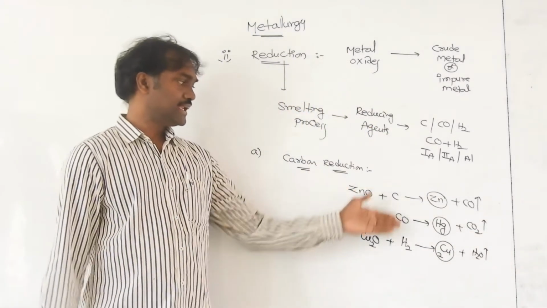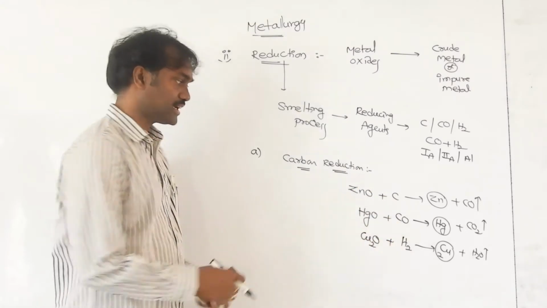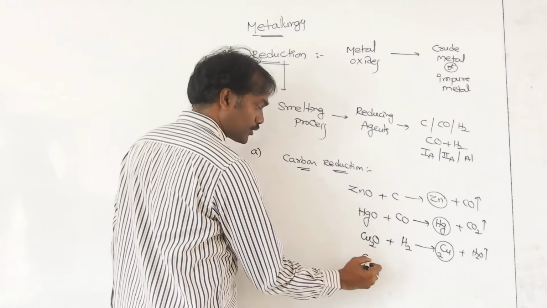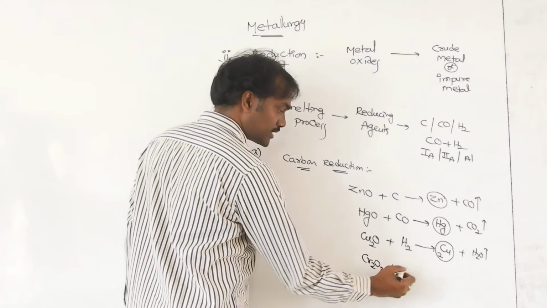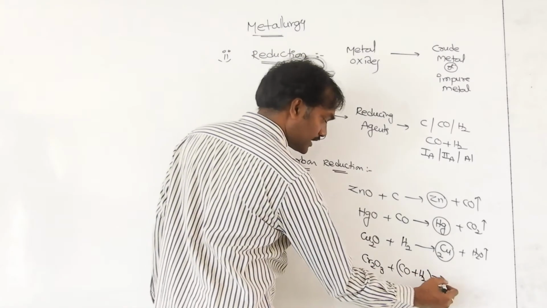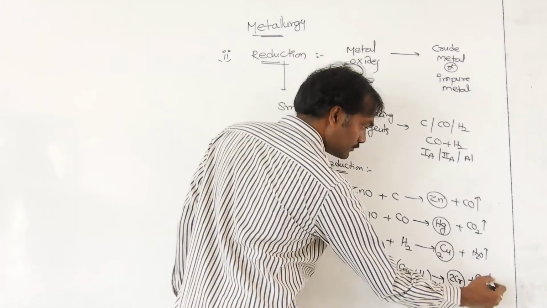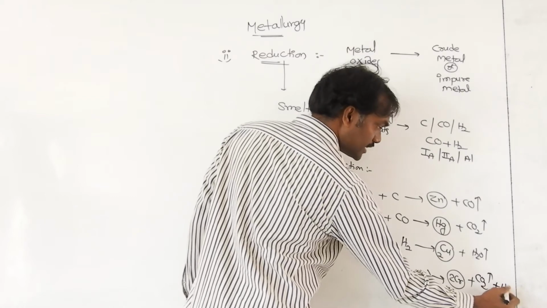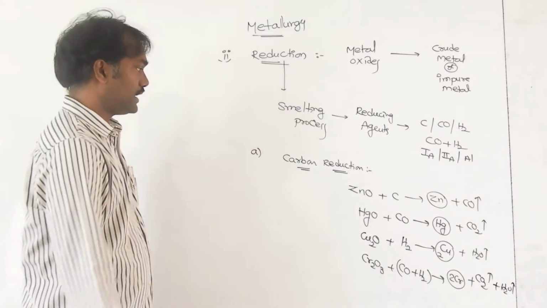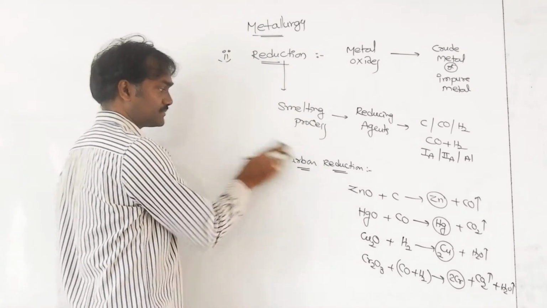So you can use anything: carbon, carbon monoxide, hydrogen, otherwise water gas. Chromium oxide, Cr2O3, treated with water gas. Then what happens? Chromium is separated, CO becomes CO2 gas, H2 becomes H2O water vapor, and so on it will go.